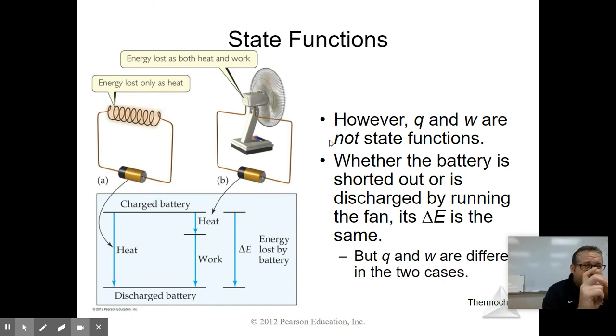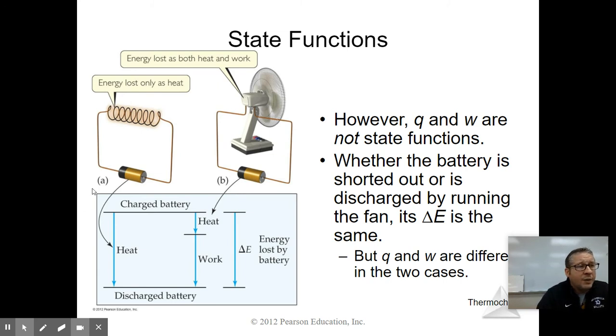And so earlier in this discussion, we also found out that heat and work, or Q and W, are determined and summed up to calculate our change in internal energy. But Q and W are not state functions. Even though delta E is, Q and W are not.